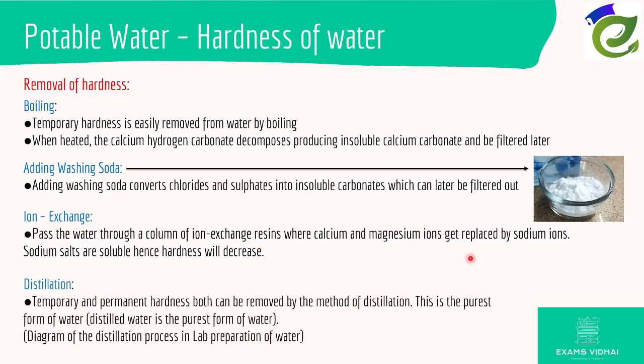And the next and most consistent method, rather the most important for removing hardness, is distillation. This is used in many laboratories to get pure water irrespective of where the water source is. So both temporary and permanent hardness can be removed using distillation. This distillation diagram I have shown you in the first video of the chapter Water, under the slide of lab preparation of water. You can check it out later. It's also inside the textbook, so you don't have to worry about it.